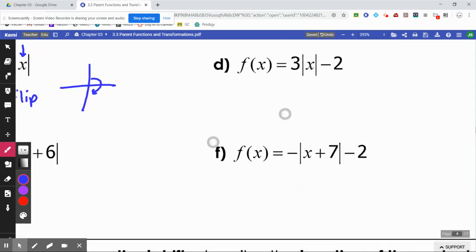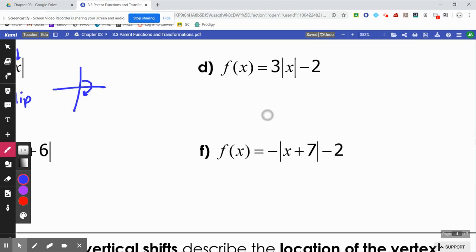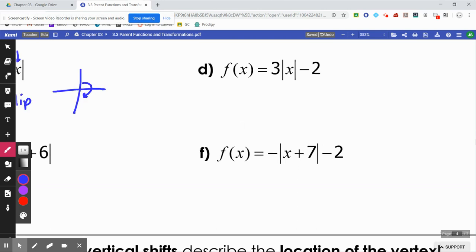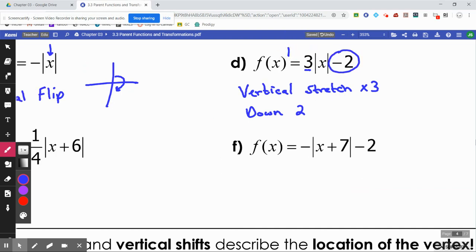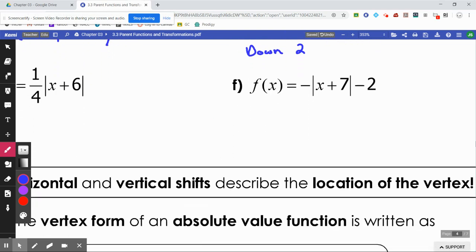The next one, we actually have two different transformations. We're going to multiply by 3. Anytime you multiply by numbers, you're going to stretch or compress. It's on the outside, so it's going to be vertical. If it's a number bigger than 1, it's going to stretch it. If it's a number between 0 and 1, it's going to compress it. So this will be a vertical stretch, by a factor of, or times 3. And then the minus 2 at the end will move it down 2 because, again, if it's outside, it's going to be up and down. If it were inside, in here, it would be left and right.